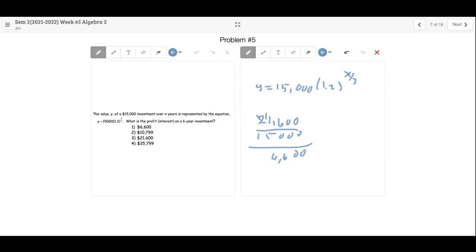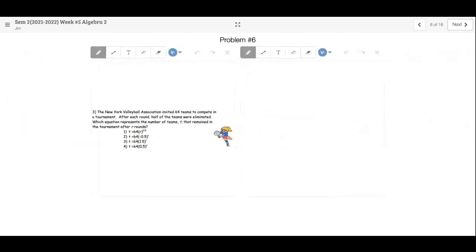All right. So number 6. It says the New York Volleyball Association invited 64 teams to compete in a tournament. After each round, half of the teams were eliminated. Which equation represents the number of teams that remained in the tournament after r rounds? All right. That's kind of an interesting problem.